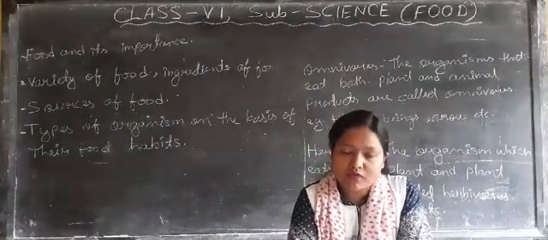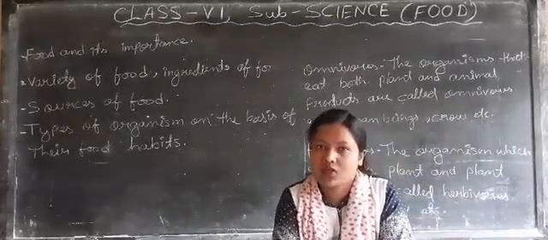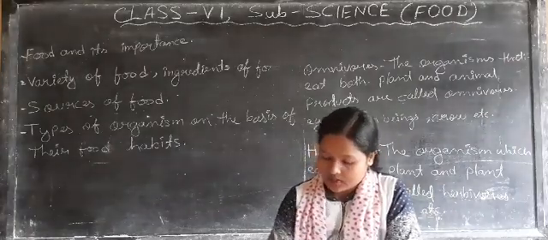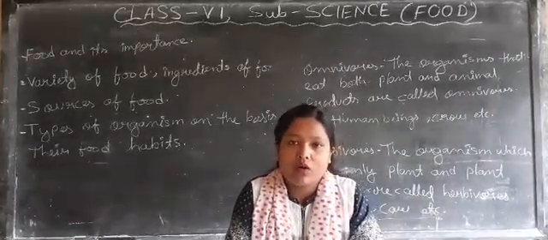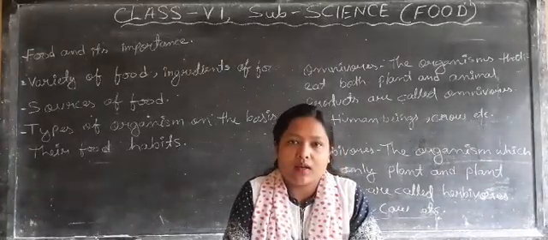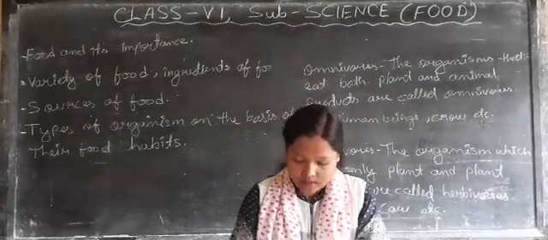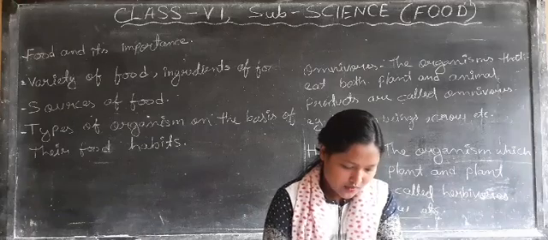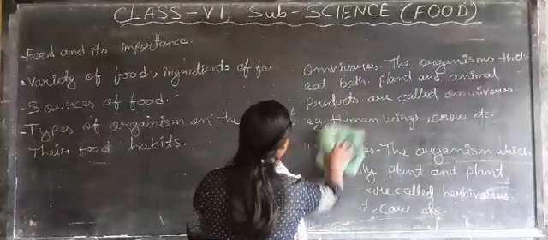That is herbivores, carnivores and omnivores. Herbivores are those organisms which eat only plant and plant products, whereas carnivores are those organisms that can eat flesh or only meat, okay, animal products. Whereas omnivores are those organisms which can eat both plant and animal product. Okay, this chapter is completed. So we'll have a quick revision in this chapter.